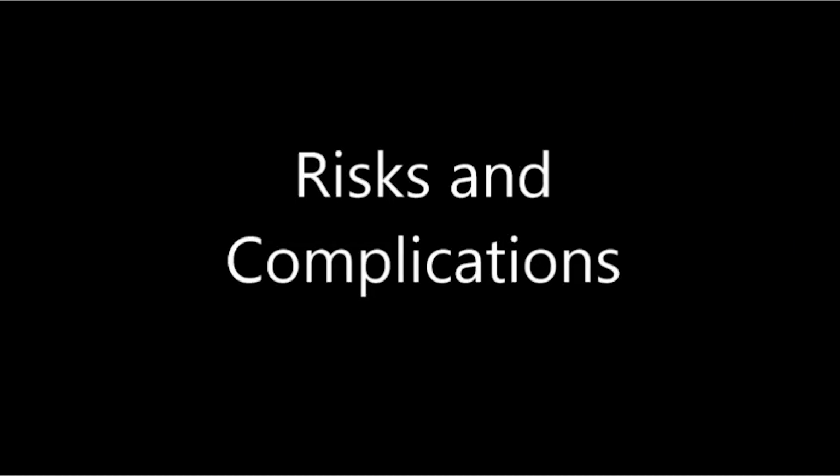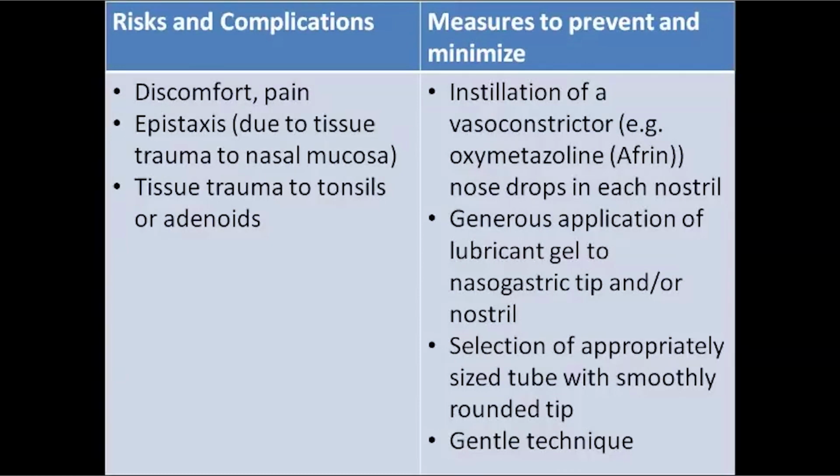The risks and complications of nasogastric aspiration. The risks and complications include discomfort and pain, epistaxis due to tissue trauma to nasal mucosa or tissue trauma to tonsils or adenoids. The measures to prevent and minimize these risks involve installation of a vasoconstrictor, for example oxymetazoline nose drops in each nostril, generous application of lubricant gel to nasogastric tip and or nostril, selection of an appropriately sized tube with smoothly rounded tip, and then by using the technique in a gentle manner.